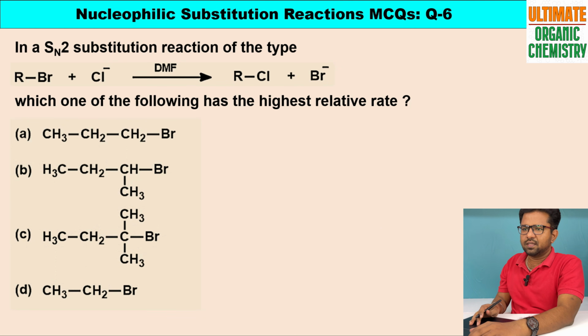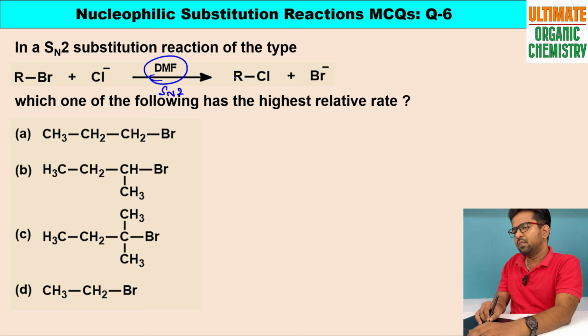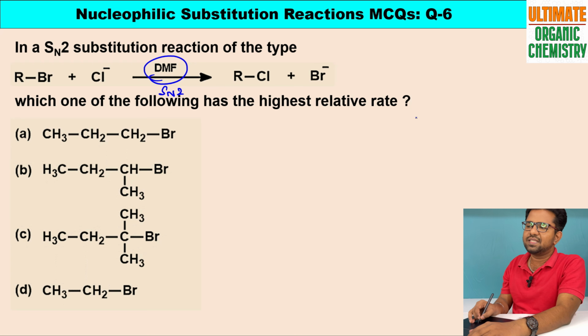Question number 6. In an SN2 substitution reaction of the type given, an alkyl bromide is treated with chloride ion in DMF as a solvent. If DMF is given as a solvent, it means the reaction is SN2, forming alkyl chloride as the product, and the bromide will be leaving. Which one of the following has the highest relative rate?